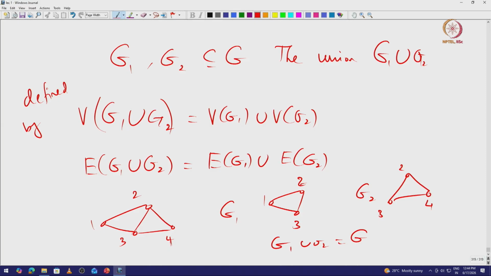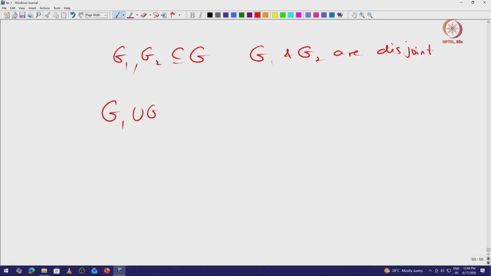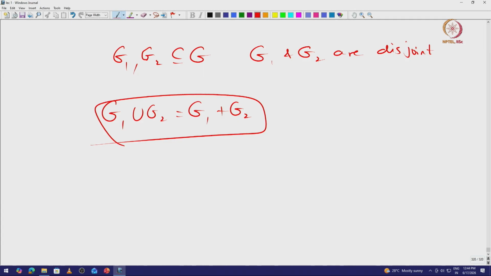Now if they are disjoint, then we can sometimes write this notation G1 plus G2. This is like the internal direct sum and external direct sum. If G1 and G2 both are subgraphs of G and G1 and G2 are disjoint, what is the meaning of that? That means the vertex sets are disjoint and the edge sets are disjoint. Then the union is denoted as G1 plus G2. So it is just a notation that is used in graph theory.